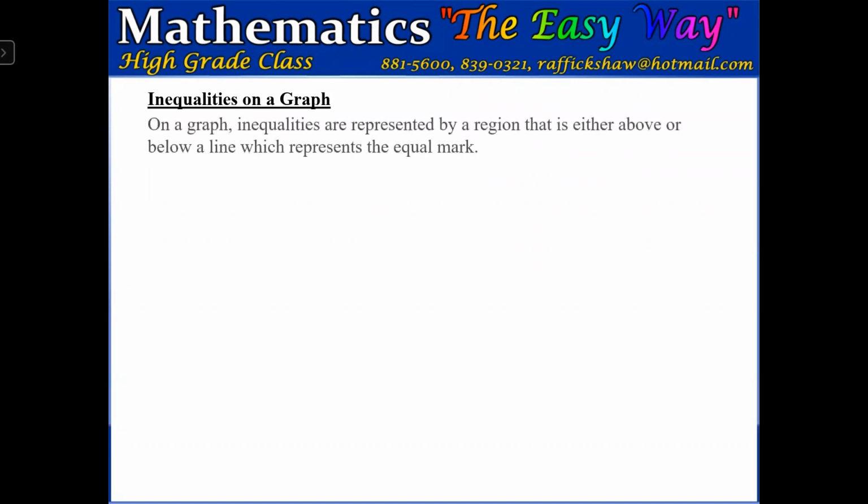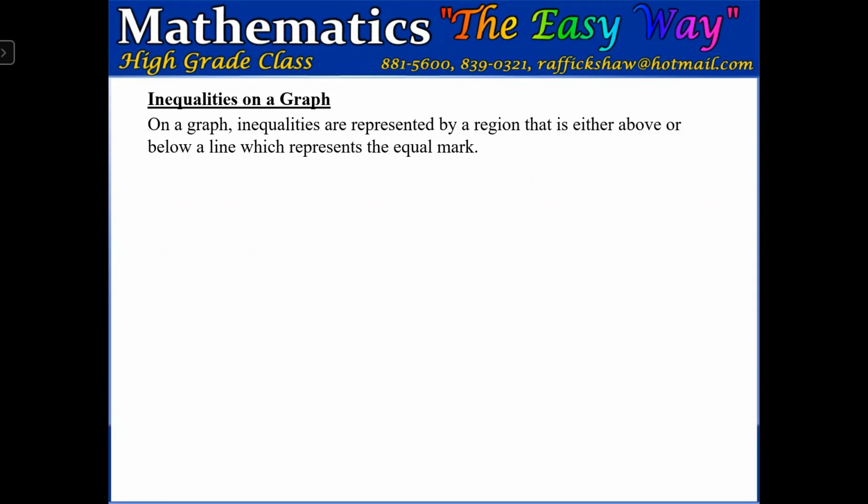So on a graph, inequalities are represented by a region that is either above or below a line, which represents the equal mark. So the line represents the equal mark. Greater than usually means above, less than usually means below, under certain specific conditions. I'm going to tell you those conditions, the conditions under which greater means above and less than means below. Equal means the line itself.